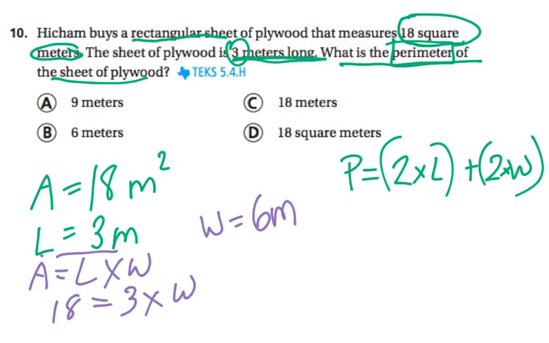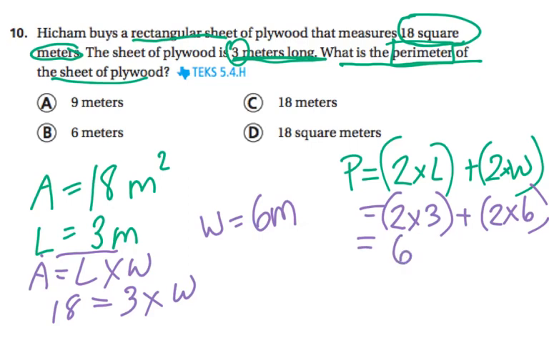Now I can plug these numbers into my perimeter formula so that I can find the perimeter. 2 times the length of 3 plus 2 times the width of 6. Well, that equals 6 plus 2 times 6 is 12. 6 plus 12 would be 18. Now we're talking about perimeter. It's a one-dimensional concept. It's just going around. So that would be 18 meters.